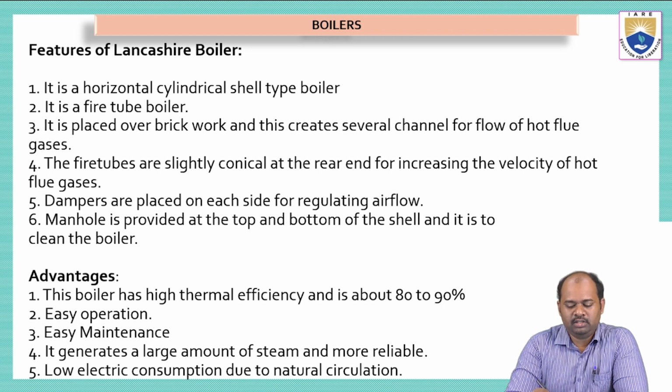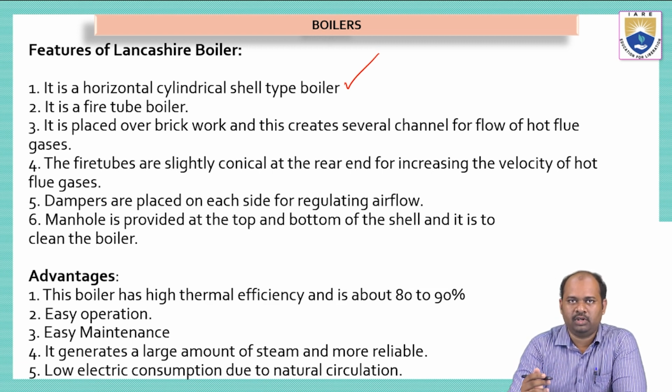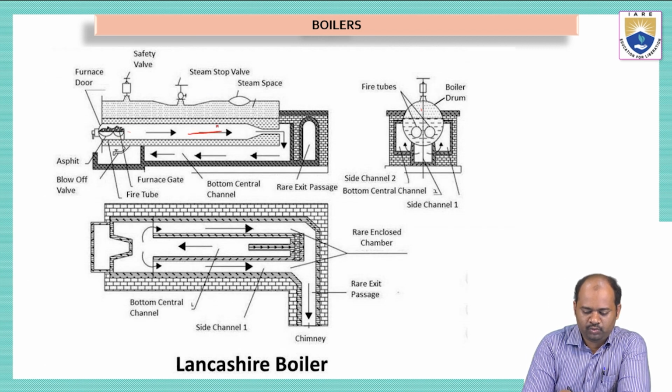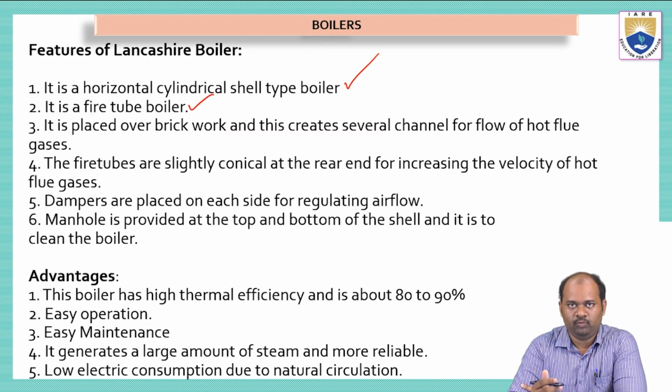So it is a horizontal cylindrical shell type boiler. We have a long horizontal cylinder inside which we have water, and it is a fire tube boiler, where in the diagram we can see the hot gases flowing through a closed tube. So this is a fire tube boiler. Water is stationary here inside the tank. The only part that is moving is the hot gases from the combustion.